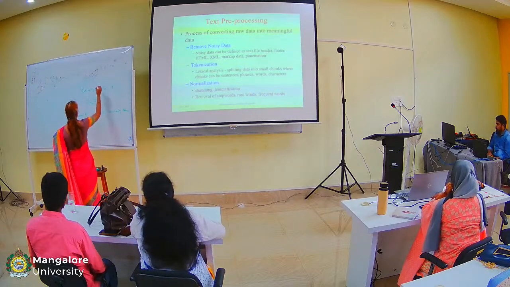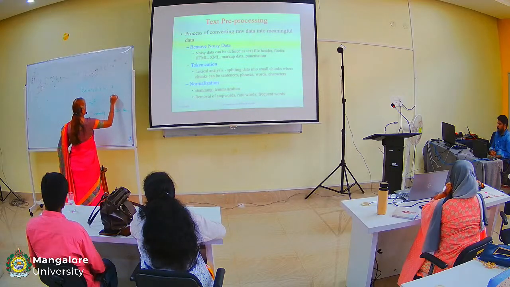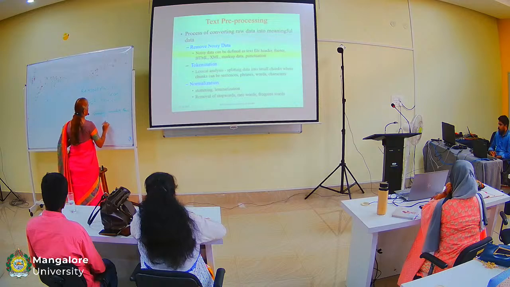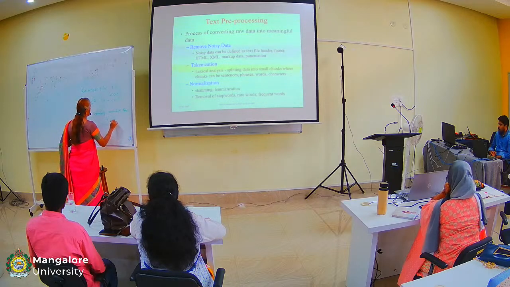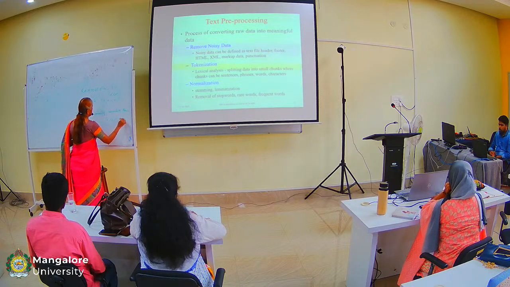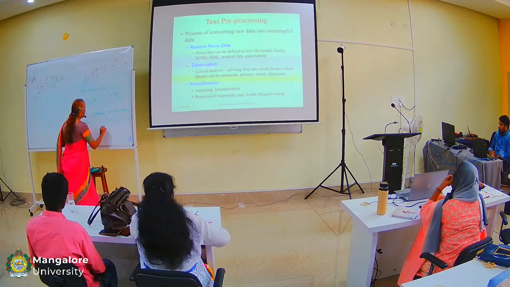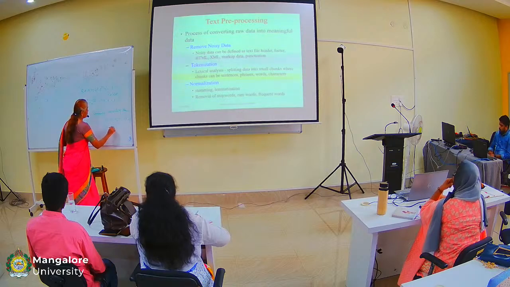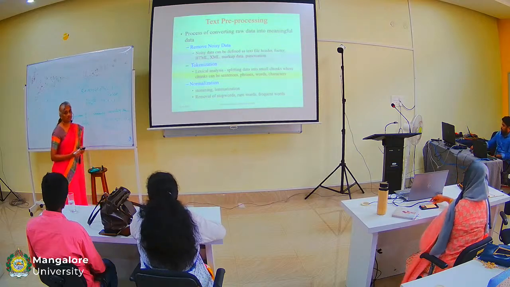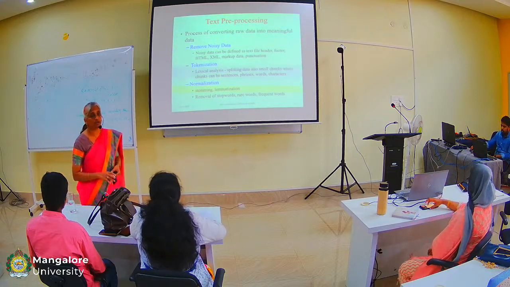For example, if you have the word process, unigrams: P, R, O, C, E, S, S. Bigrams, we have PR, RO, OC, CE, ES, SS. Trigrams, PRO, ROC, these are trigrams. And n-grams play a major role.